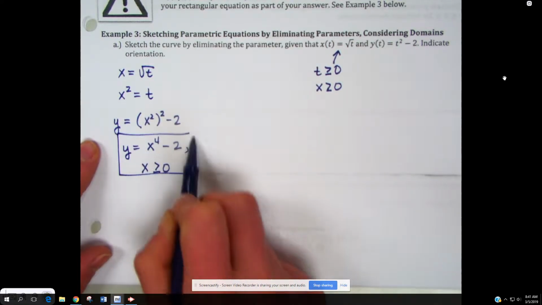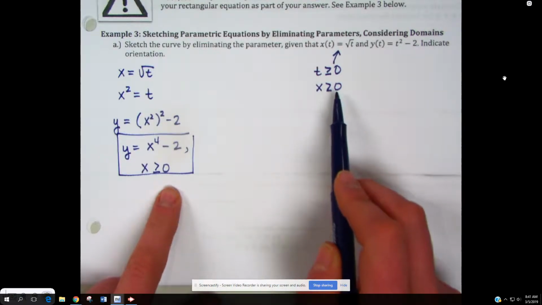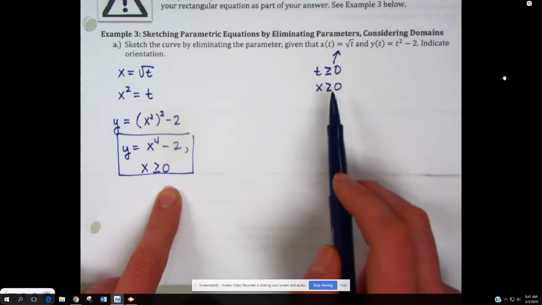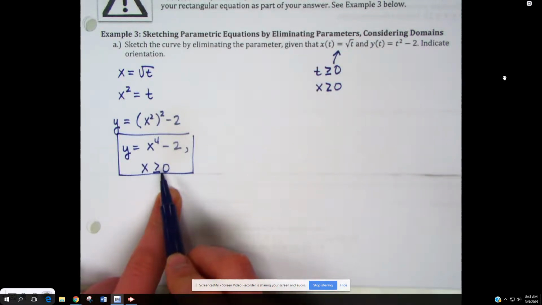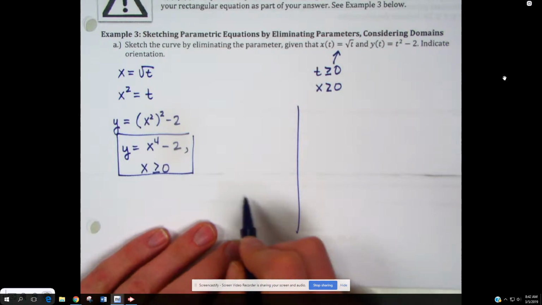My rectangular function still has to match up and generate the exact same image that I would generate over here if I was solely picking values. So in rectangular coordinates, I need to make sure that I add in this extra piece about the domain and range. When I go to graph, I'm just going to make a quick sketch here.